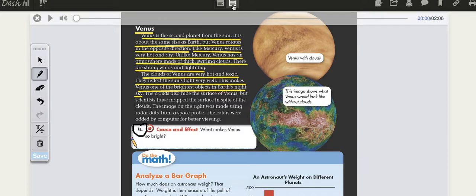So it has clouds. And these clouds are very strong and have strong winds and lightning. The clouds of Venus are very hot and toxic. They reflect the sun's light very well. This makes Venus one of the brightest objects in Earth's night sky. So if we look at this picture here, we can see Venus with the clouds. See how the clouds are very thick. So this image shows what Venus would look like without clouds. See, we can't see the inner parts of Venus because of its thick clouds.